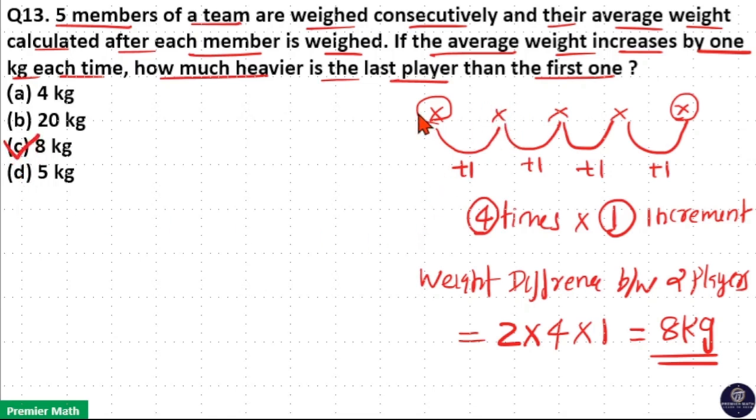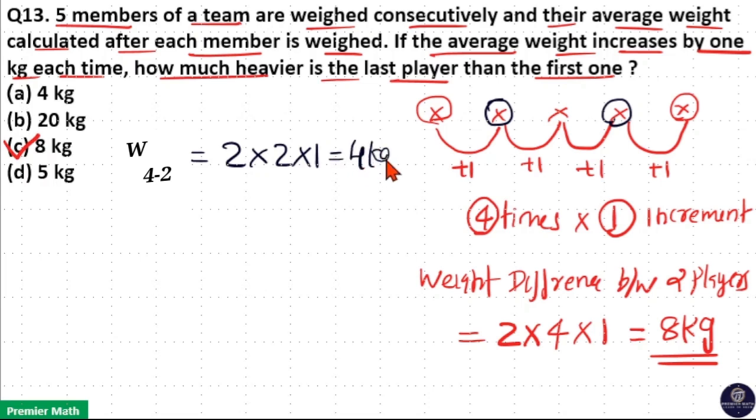If we need to find the weight difference between the second and fourth player, then the weight difference between the fourth and second player is equal to, between the fourth and second player, 2 times the average increases and 2 players involved. So 2 into 2 into 1 kilogram, the unit increment, is equal to 4. So the weight difference between the fourth and second player will be 4 kilogram. So this way you can calculate this.